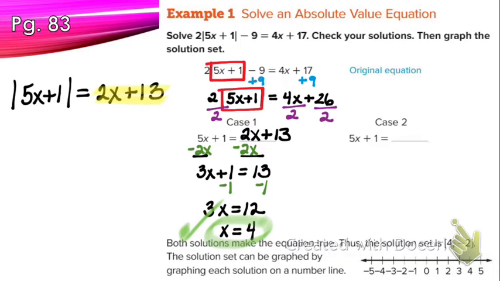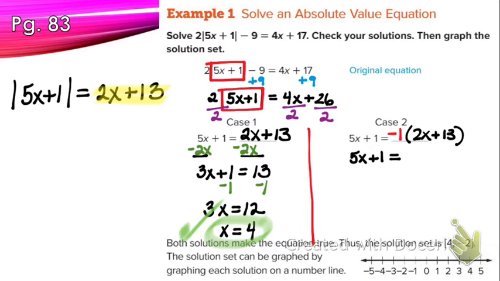So now let's talk about case 2. For case 1, we just leave this 2x plus 13. But for case 2, we have to take this and multiply it by -1, because remember, there's 2 numbers, a positive and a negative, that have the same absolute value. So take -1 and multiply that by 2x plus 13. For case 1, we just leave it the same, but for case 2, we multiply it by -1. So that gives you 5x plus 1.